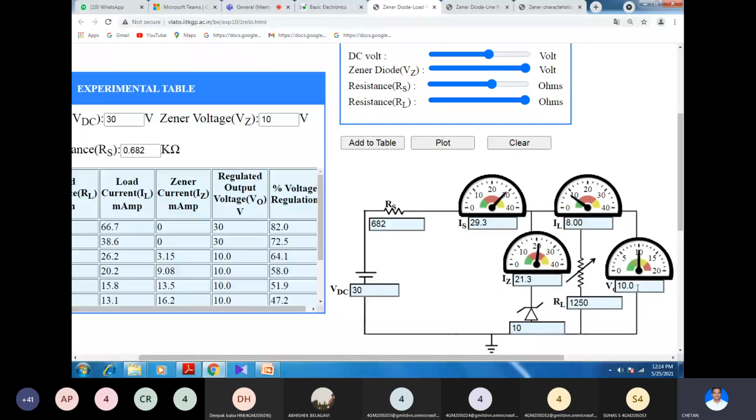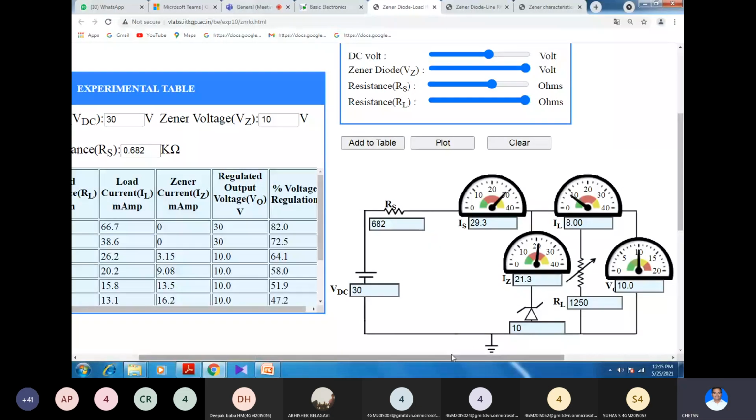So one important thing is, as you keep on increasing this RL, this IL should decrease. As the output should be maintained constant, this IZ will be increasing in equal proportion to that by which IL had to be reduced, right? For the same proportion, IZ will be increasing. That you can observe in this table.